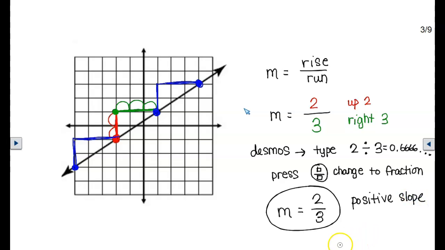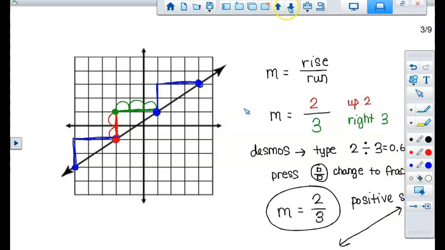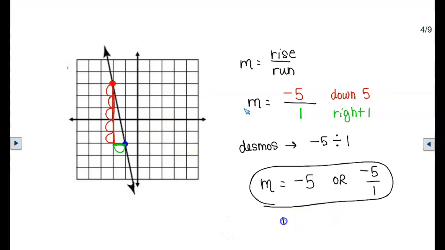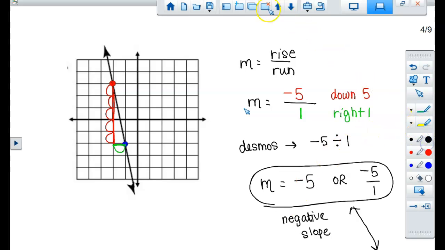And I want you to notice that that line goes uphill. Okay. And then on this second example that I did, I want you to notice that we got a negative slope as our answer. And because this slope is negative, that line goes downhill. Okay.